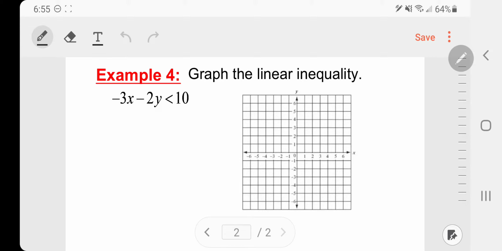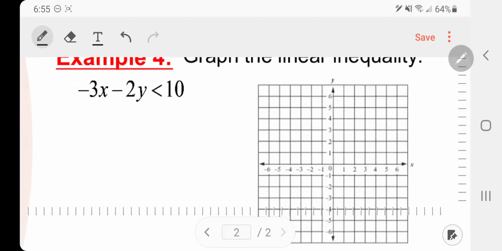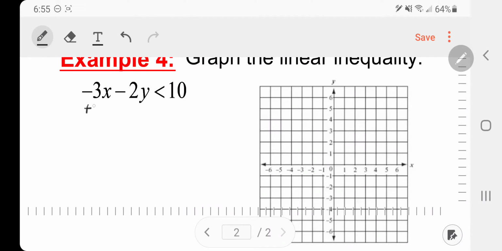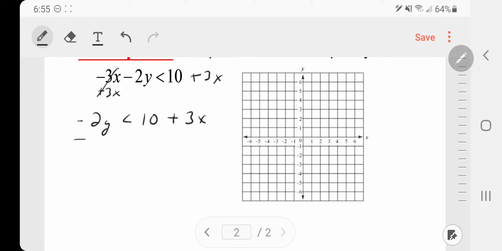Okay, graph the linear inequality, -3x minus 2y less than 10. Now we see here, this one, 10 is not going to be divisible by -3. So this one, we're going to have to get y by itself. The first thing I can do is add 3x to both sides. So I get -2y less than 10 plus 3x. Now I have to get y by itself, so I need to divide by -2. And when I divide by -2, I divide everything in my equation by -2, so I get y.